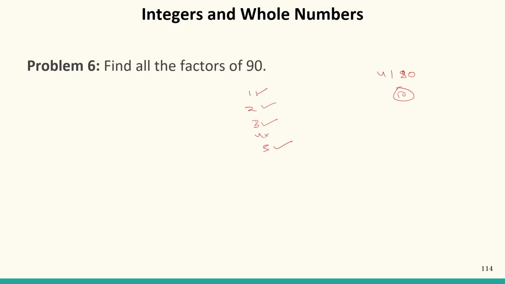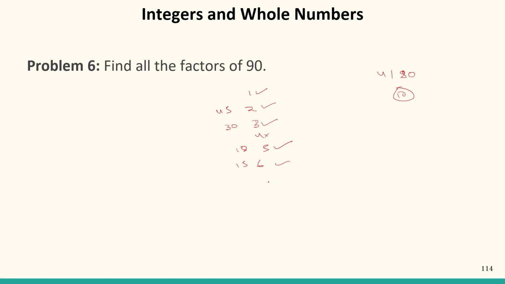What about 6? We can divide it by 6 because 15 into 6 is equal to 90. So 5 can divide 90, right? Because 18 into 5 is equal to 90. And 3 can divide 90 because 30 into 3 is equal to 90. And 45 can actually divide 90 because 90 by 2 is equal to 45.